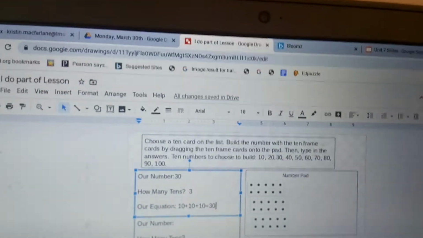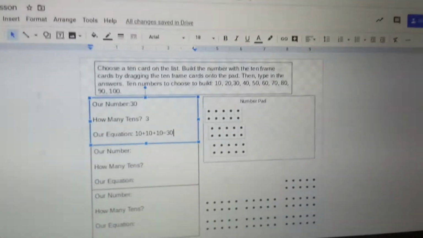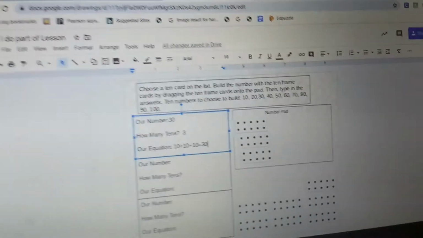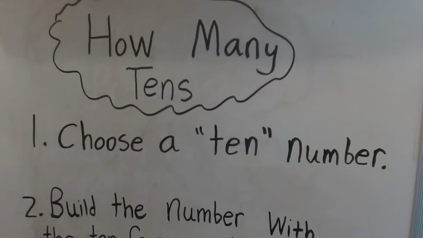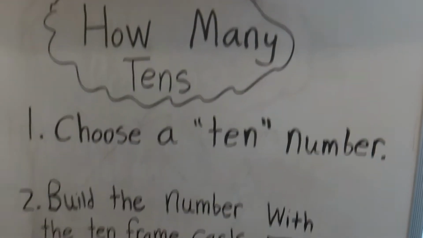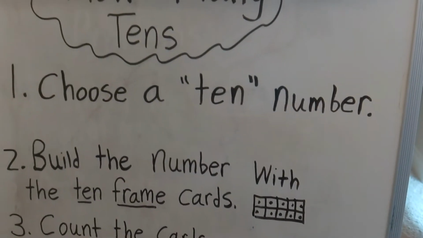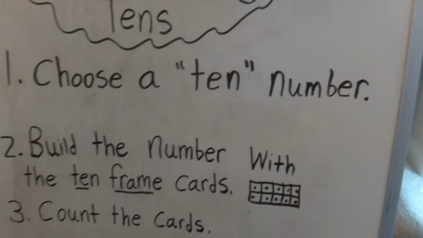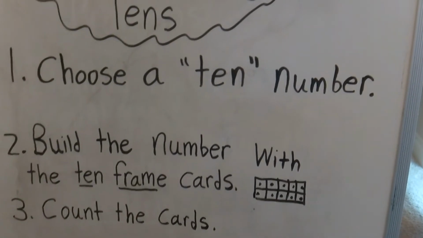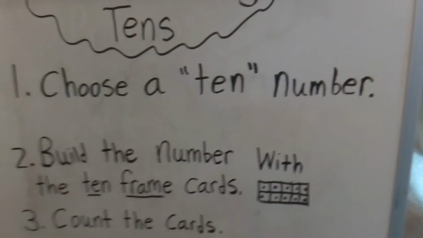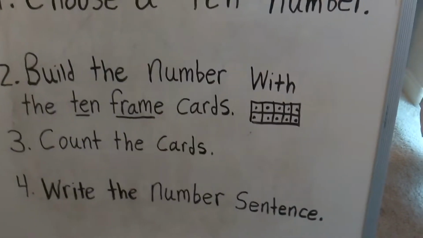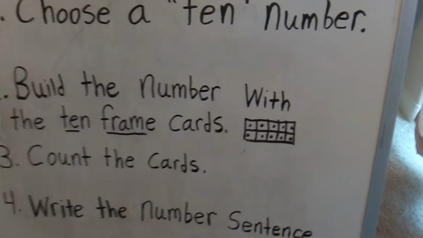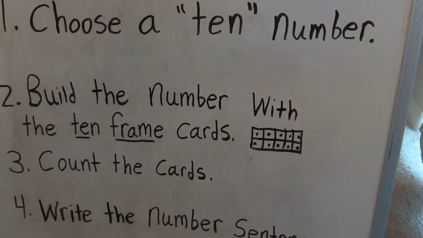You guys did a nice job watching me complete my steps. So let's go back over to our steps. What you saw me do was, I first had to choose a 10 number. Then I built that number with the 10 frame cards by dragging it. Afterwards, you saw I counted my cards. And by counting my cards, that helped me do my step 4, which is write the number sentence.